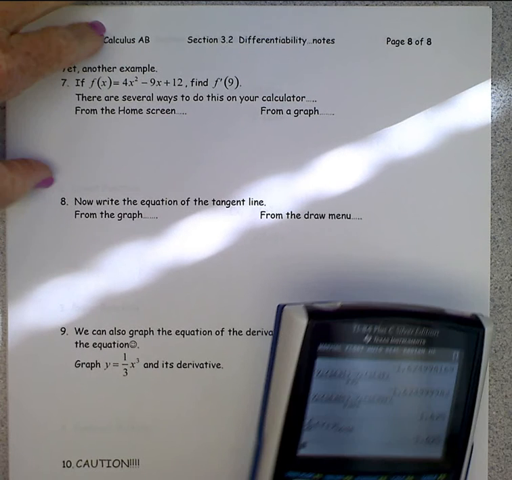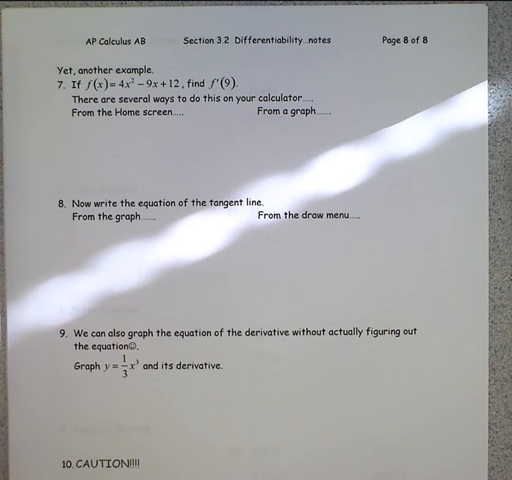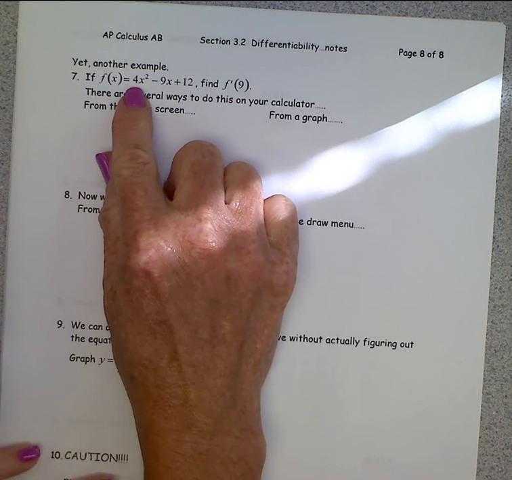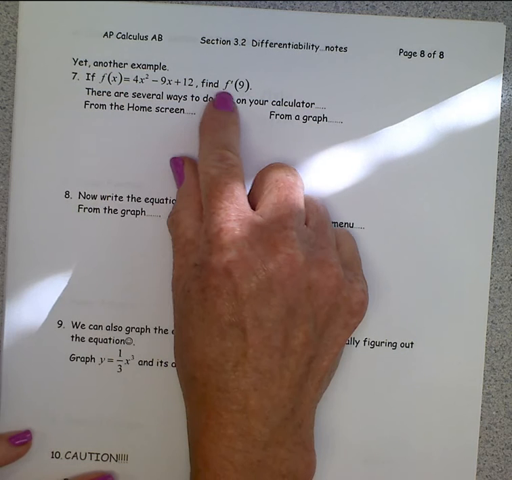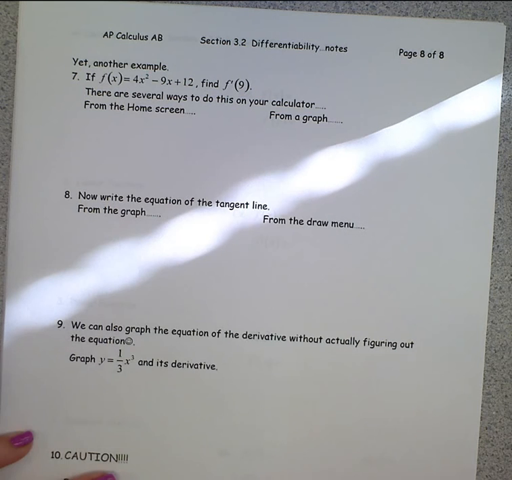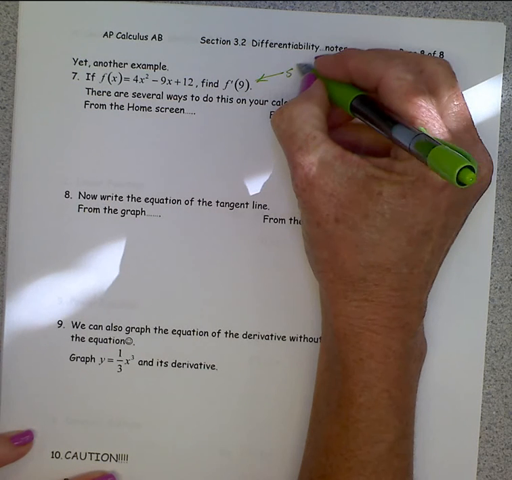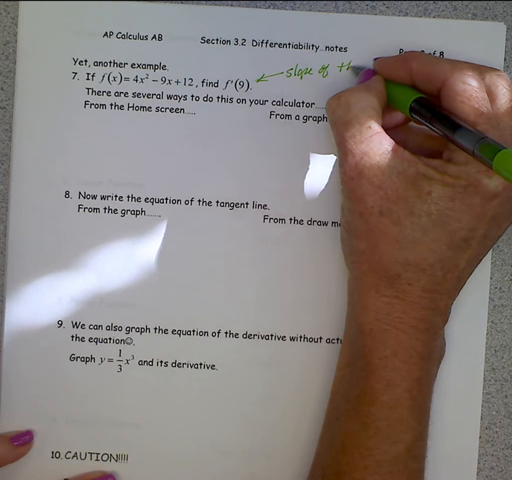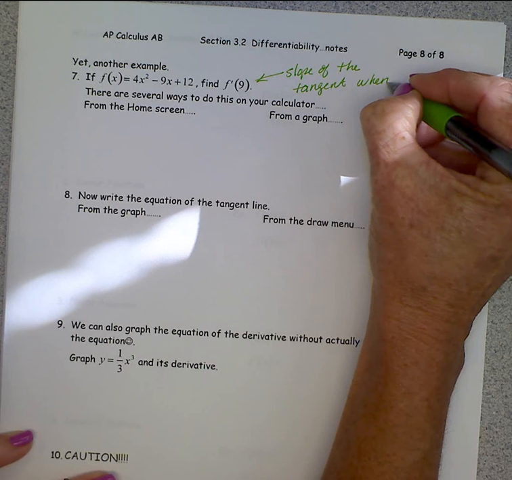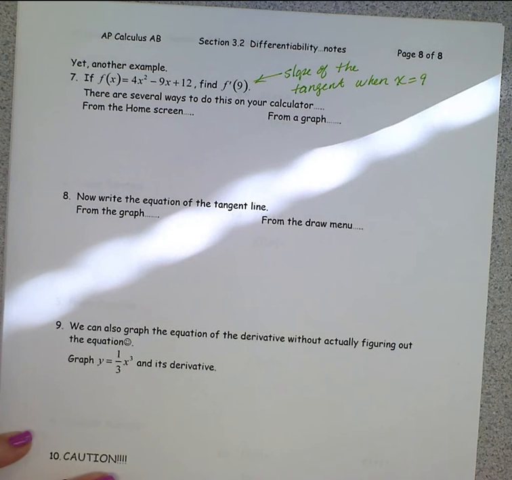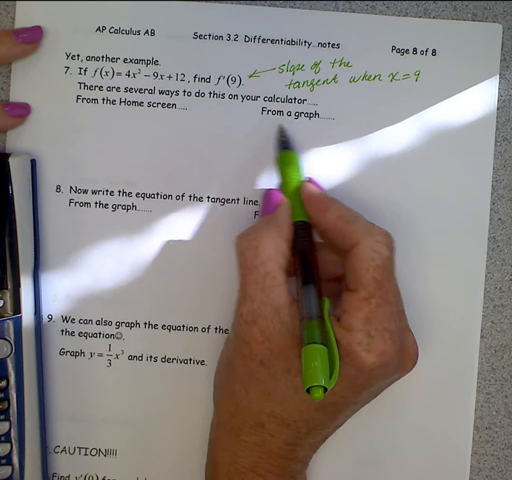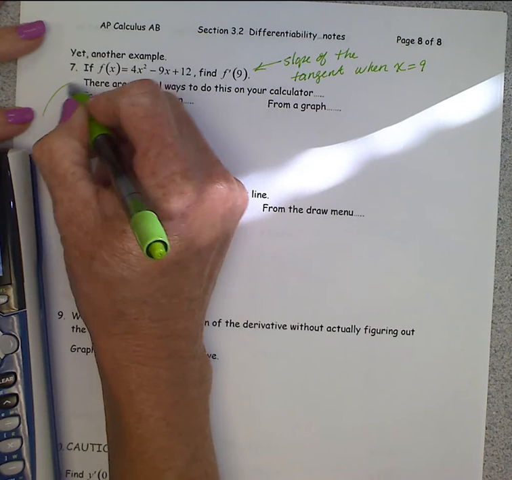All right, so let's look at another example and see if we can use your calculator to do this. We're going to look at this parabola, y equals 4x squared minus 9x plus 12. I want you to find f prime of 9. That's the slope of the tangent line when x equals 9. There are several ways to do this. First, because we're going to be going from a graph in a couple of minutes, let's go ahead and put this function into y1.